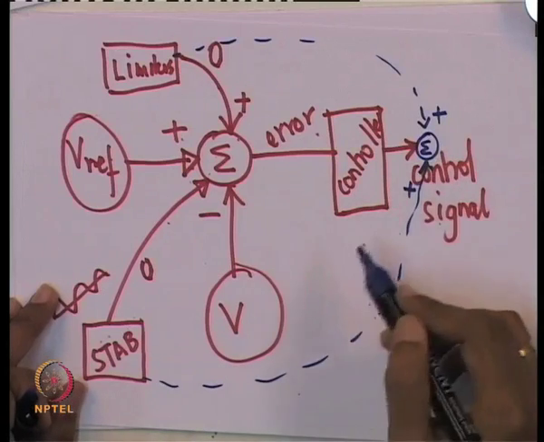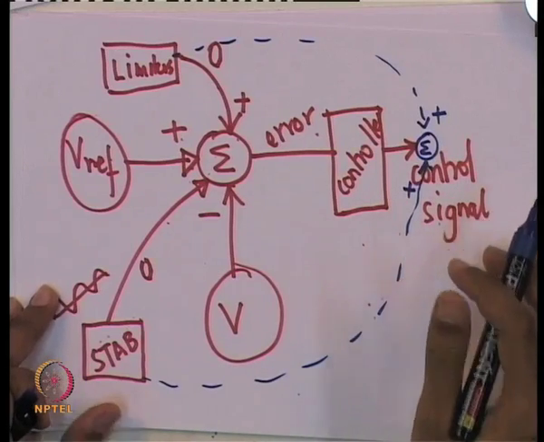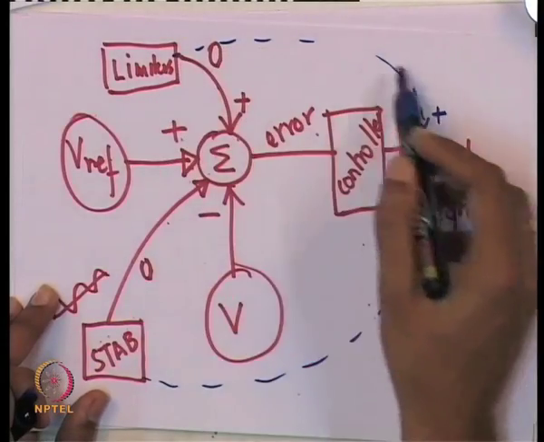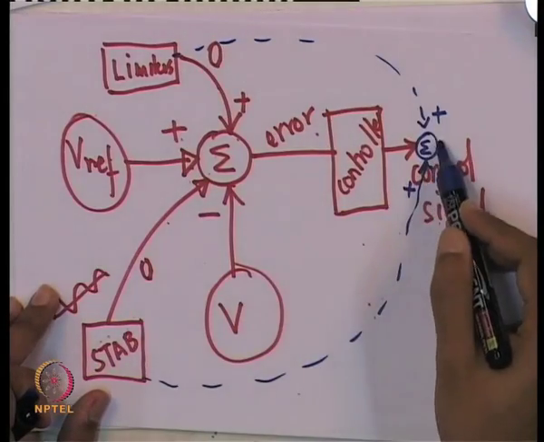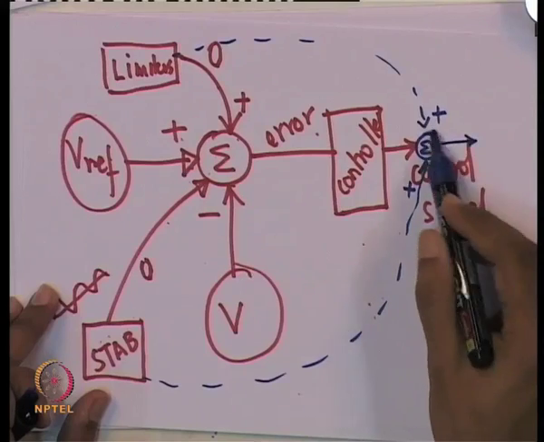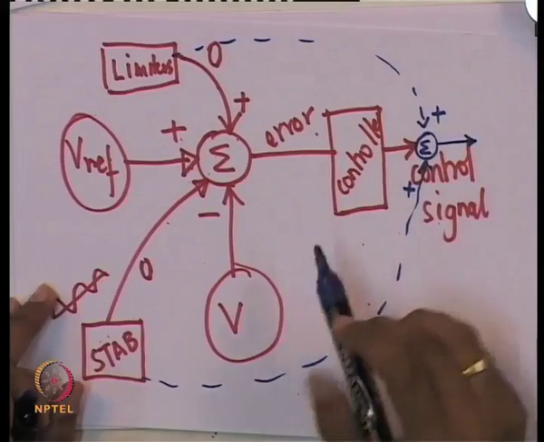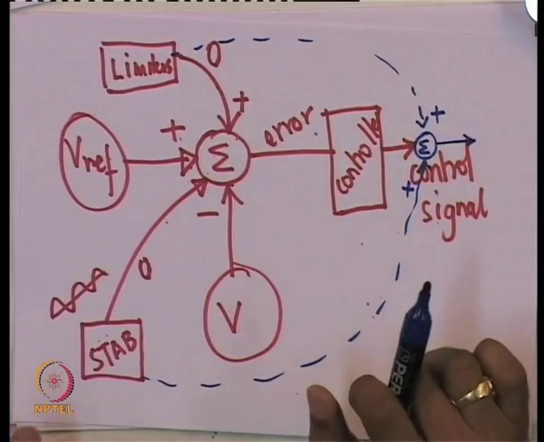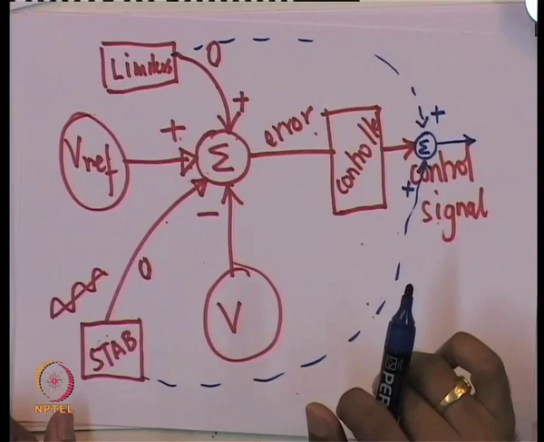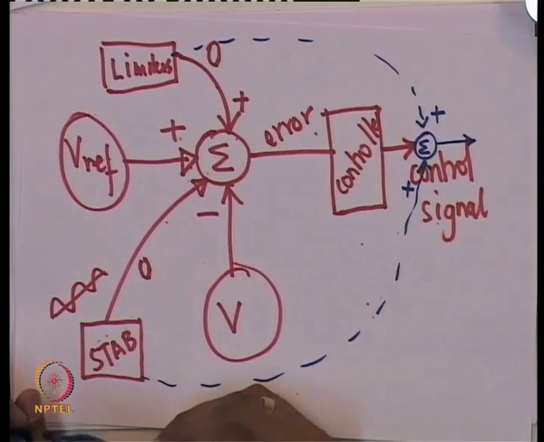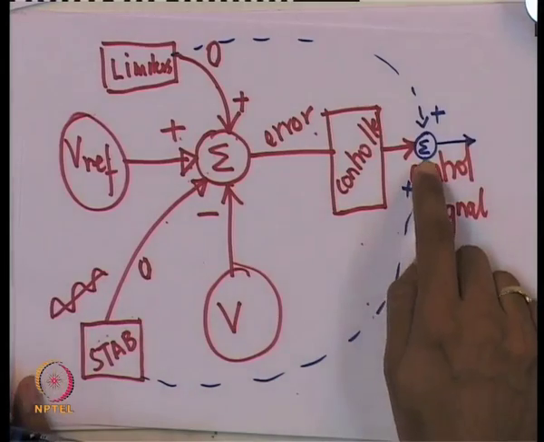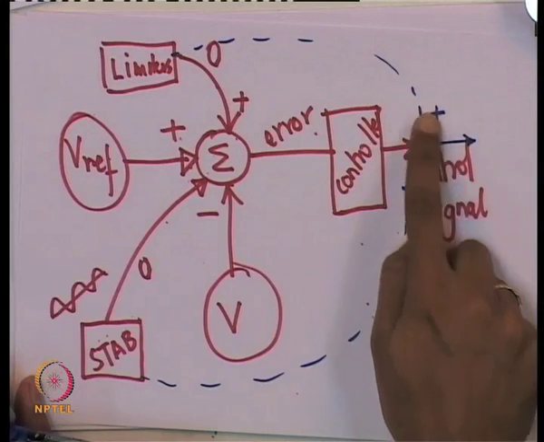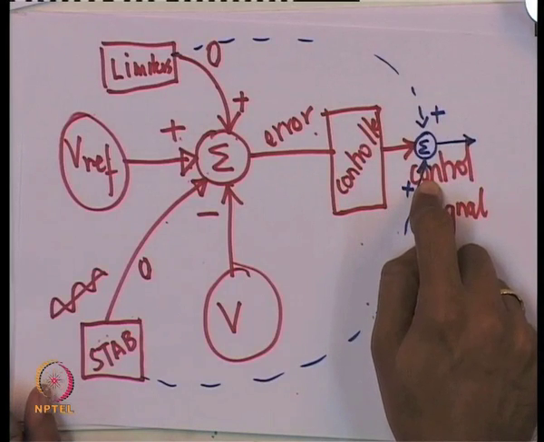So, in some implementations of regulators, the output of limiting functions and stabilizing functions are in fact added at the control signal level, the control signal which is sent to the excitation power apparatus, that is to the control rectifier of the power apparatus. So, you can have this kind of alternative structure where you are having the summing junction here for the limiting and the stabilizing function. Okay.